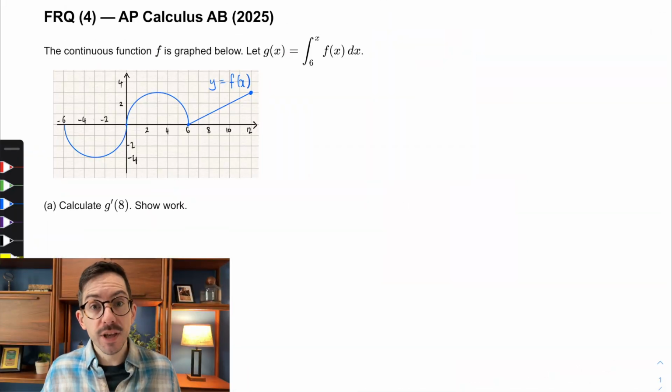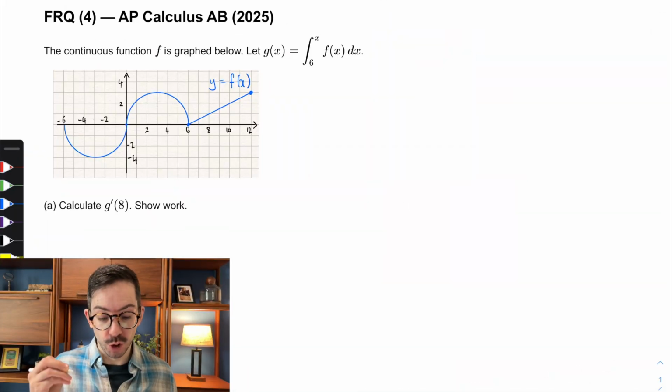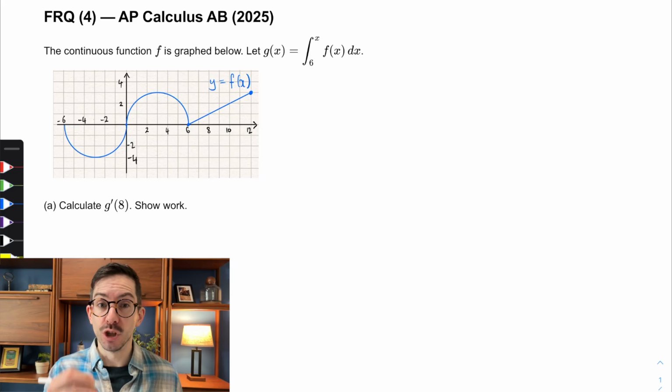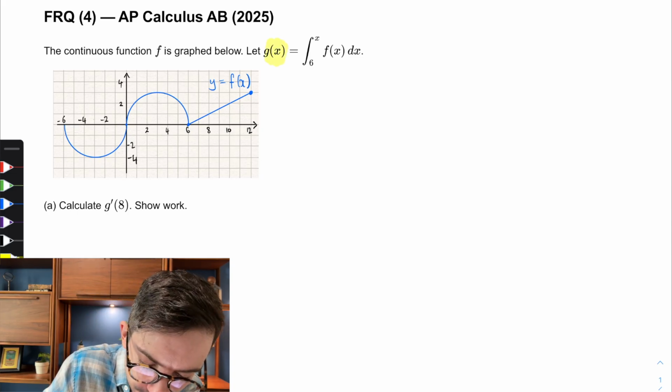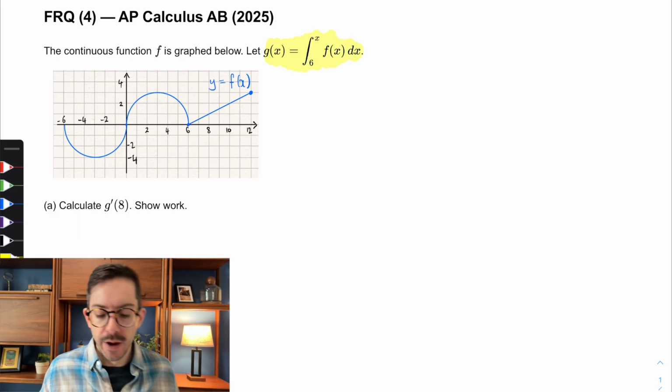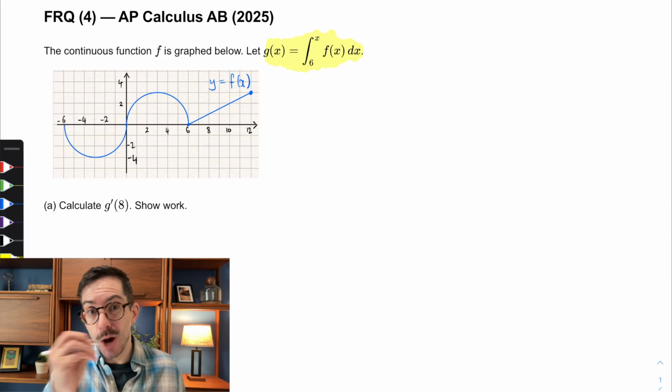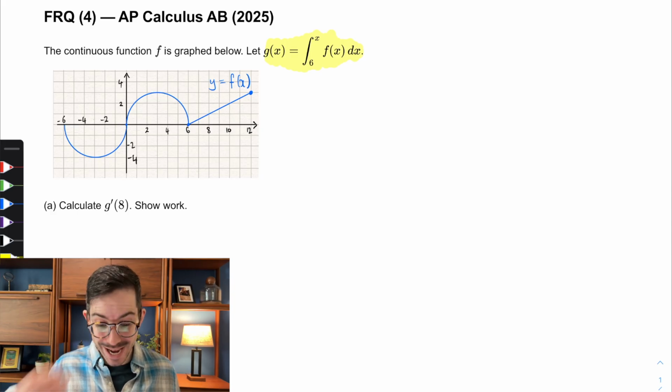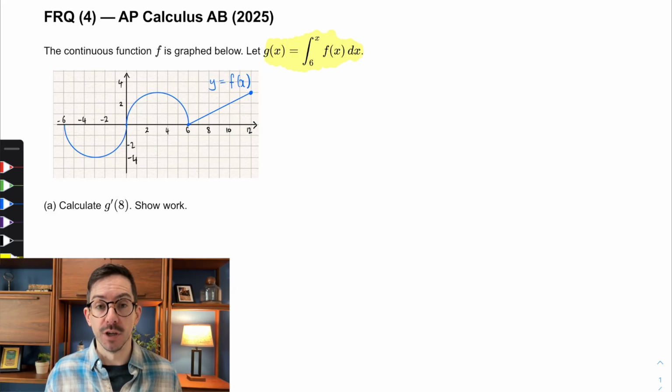Let's run through a complete walkthrough of the solutions to free response question number 4 from the 2025 AP Calculus AB exam. Let's dive in. So throughout this problem, we're working with the graph of this function f that we're using to construct a new function g. So g is defined to be the integral of this function f from the limit 6 up to the limit x, where x is the variable, the input of the function g.